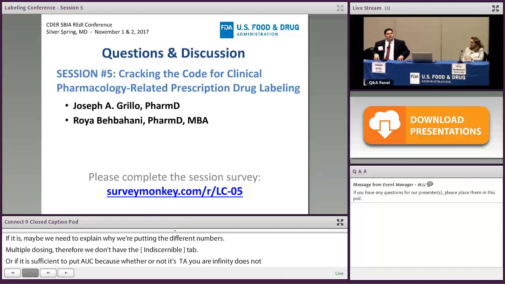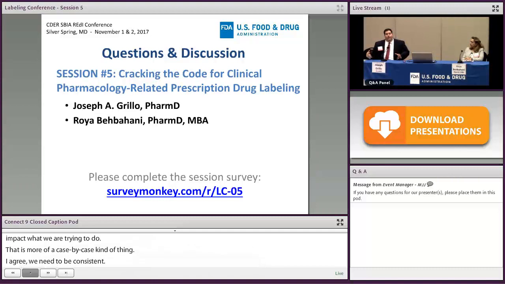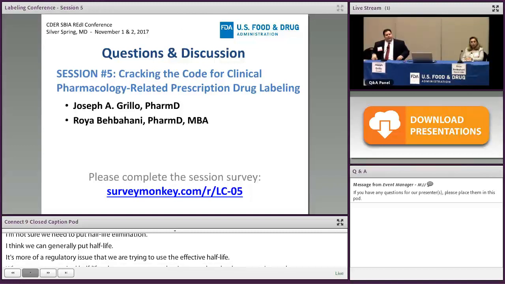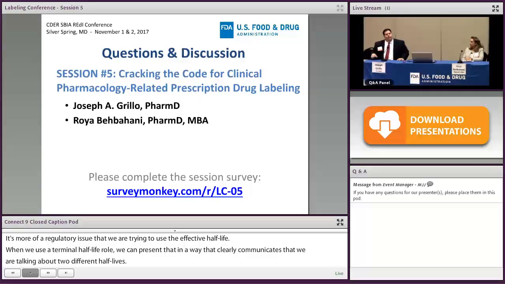I'm not sure we need to necessarily put half-life elimination. I think we could generally put half-life, and it's more of a regulatory issue that we're trying to use the effective half-life. And when we have to use the terminal half-life, we could present that in a way that clearly communicates that we're talking about two different half-lives. Generally those are more the biologics, but we can describe that in labeling. But I agree with you, it should be consistent.